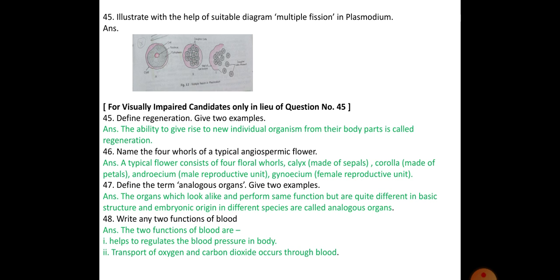Write any two functions of blood. The two functions of blood: it helps to regulate the blood pressure in body, and the transport of oxygen and carbon dioxide occurs through blood.